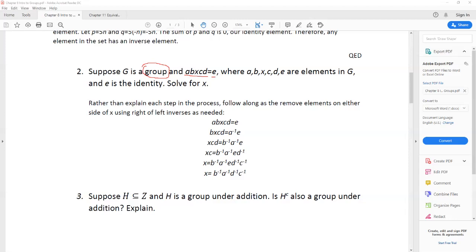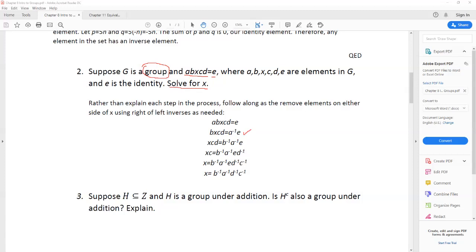So how do we solve for X? Well, if G is a group, then we know that left and right inverses exist. So we just do the algebra. Given A, B, X, C, D is equal to E, the first thing I did was I took A inverse on the left side and on the right side.